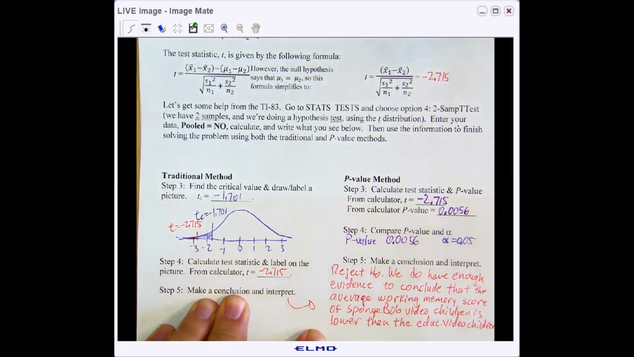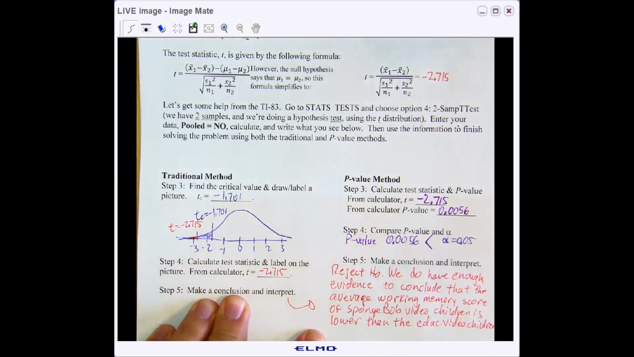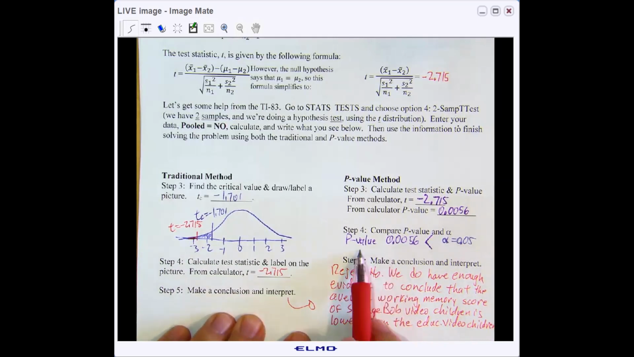Okay. Well, it's less than. And if the p-value is less than alpha, that means we have enough evidence to reject H naught. It doesn't mean we proved H naught is not true, but it means we have enough evidence to go with the alternate hypothesis. So if the p is low, the null must go. We will reject H naught. And we do have enough evidence to conclude that the average working memory score of the SpongeBob video children is lower than the educational video children.